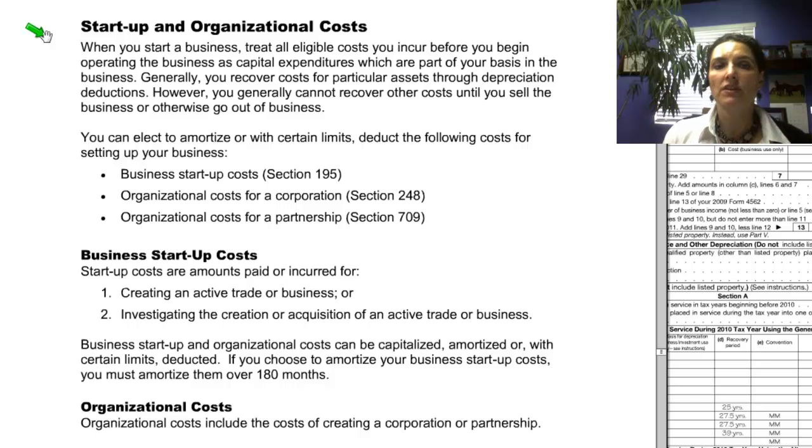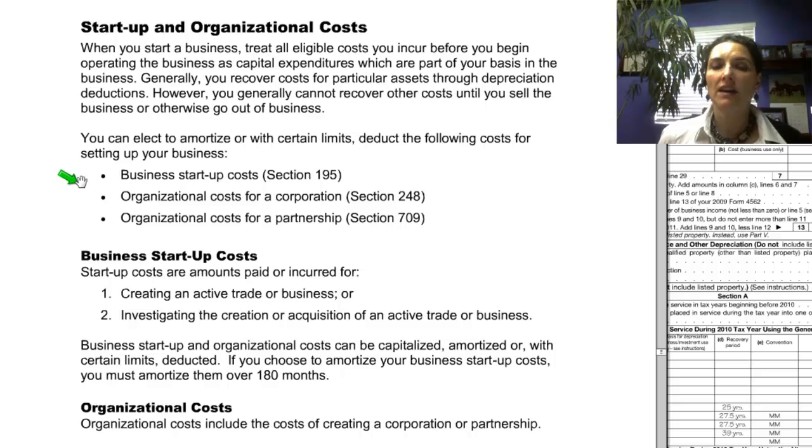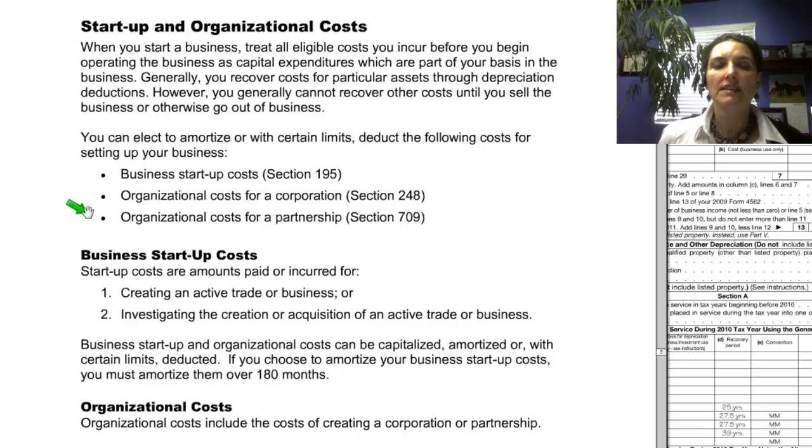Startup and organizational costs. When you start a business, treat all eligible costs you incur before you begin operating the business as capital expenditures which are a part of your basis in the business. Generally, you recover costs for particular assets through depreciation deductions. However, you generally cannot recover other costs until you sell the business or otherwise go out of business. You can elect to amortize or, with certain limits, deduct the following costs for setting up your business. Business startup costs are amortized under Section 195. Organizational costs for a corporation are amortized under Section 248, and organizational costs for a partnership are amortized under Section 709.